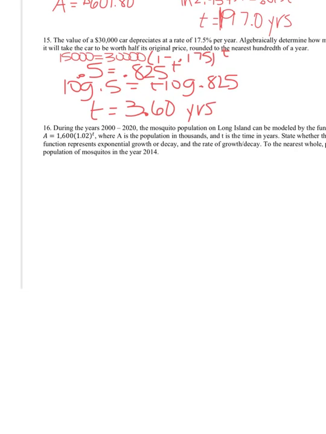And for number 16, during the years 2000 to 2020, the mosquito population is that function. A is population in thousands. T is time in years. State whether it's growth or decay. This is going to be growth. And it doesn't ask you to explain why, but it's growth because your base of 1.02 is bigger than 1.